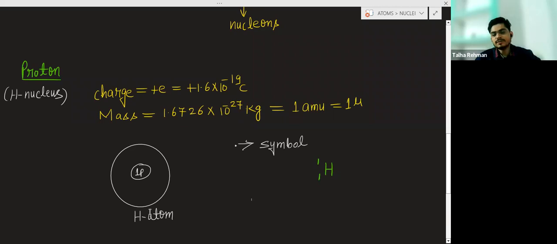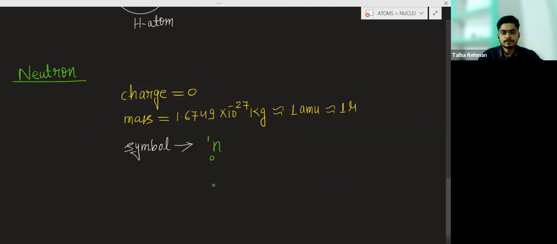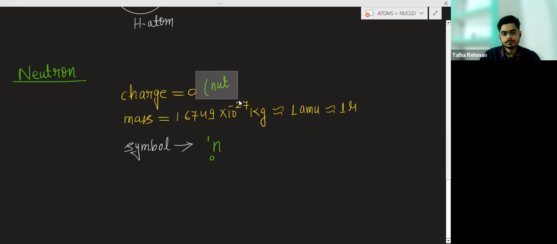This is the hydrogen atom, and inside the nucleus of the hydrogen atom there is only 1 proton, no neutron. After this, what is a neutron? On a neutron, the charge is 0, meaning the neutron is neutral.